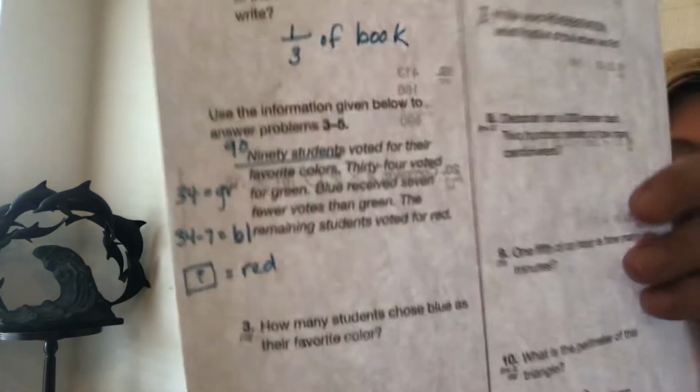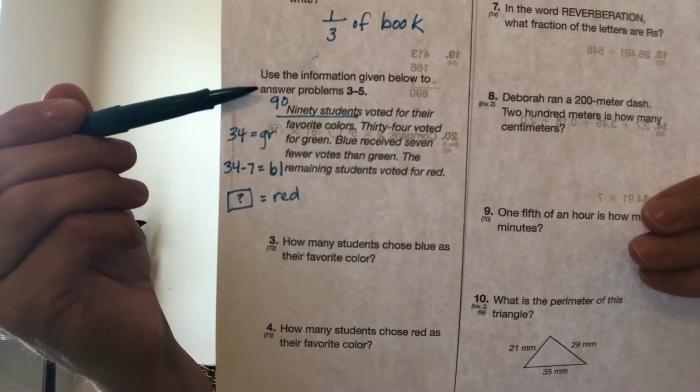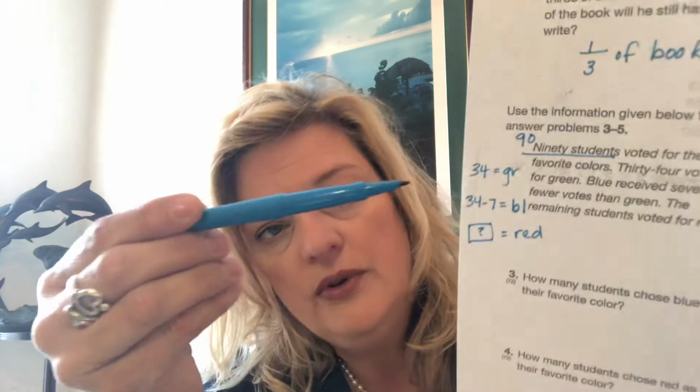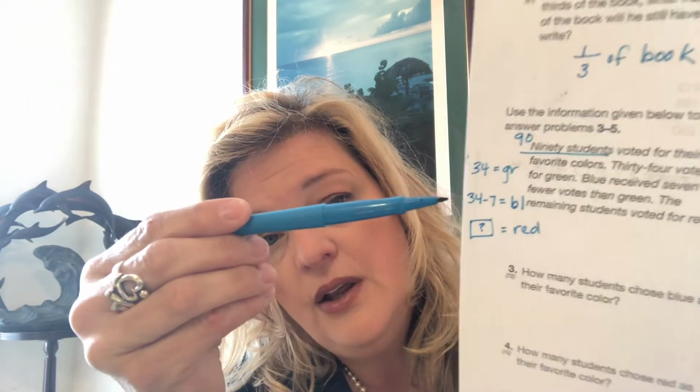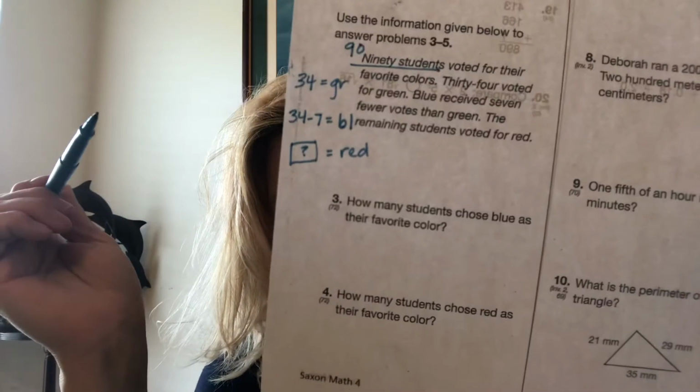Cool. So this is what Miss Taylor did. Without having to do all the math, I'm just kind of breaking it down. I don't know if you can see that. Okay, I have 90 students total. Of those 90 students, 34 chose green. 34 minus 7 chose blue. And what was left over was red. Oh, I can already see the smoke coming from your ears. You know what to do.